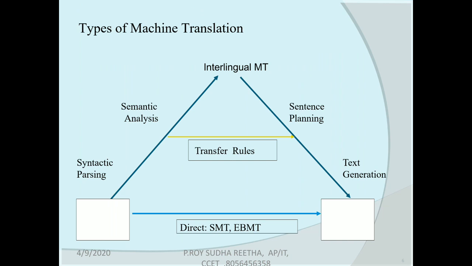The first is interlingual machine translation, which leads to text generation. That text generation involves two direct methods, SMT and EBMT, which we will learn in the forthcoming slides, and that will be translated into syntactic parsing. Syntactic parsing involves semantic analysis, which in turn will produce an output in the form of interlingual machine translation. Here the transfer rules involve conversion of semantic analysis to sentence planning.